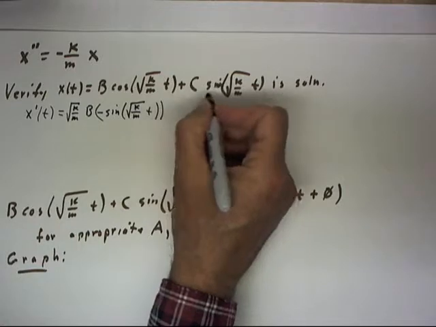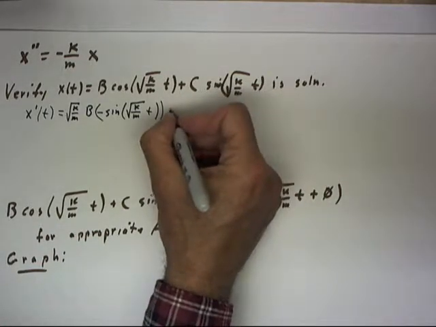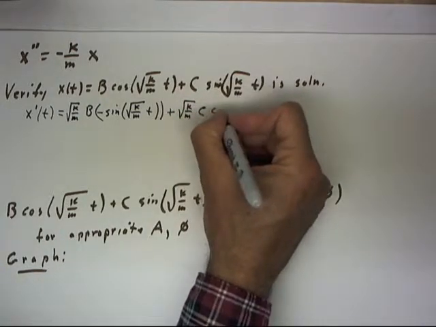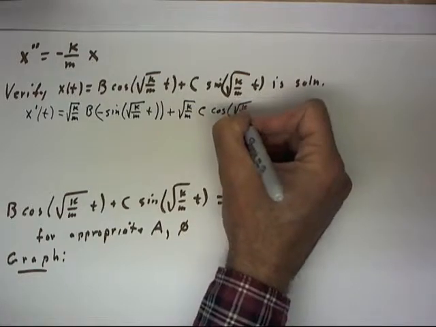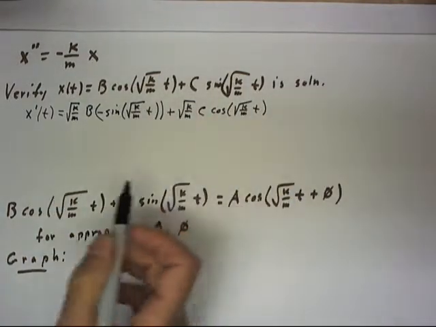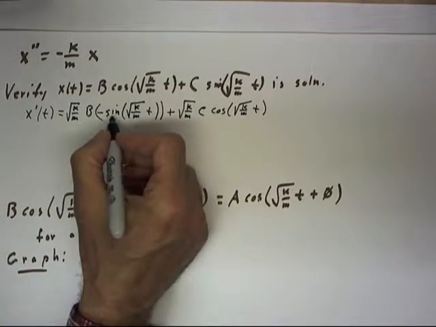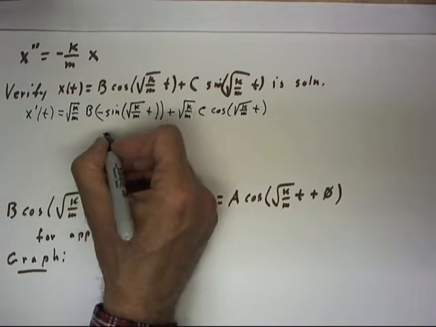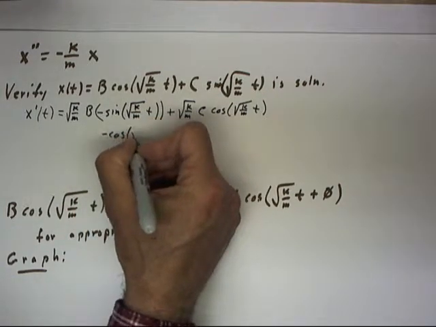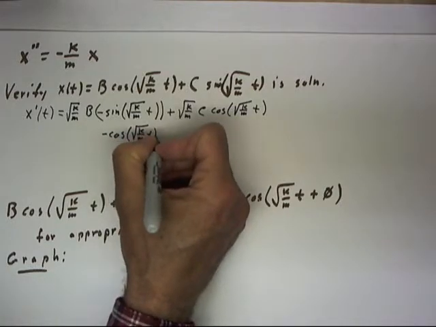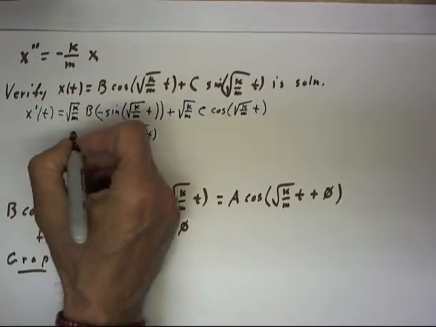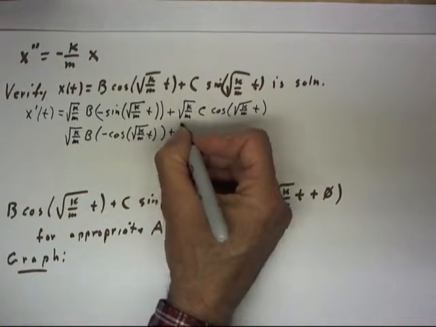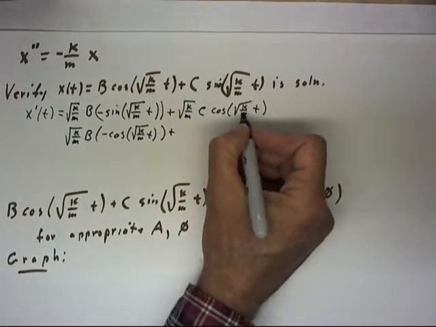And over here, the derivative of the sine of the square root of k over m t is going to be plus square root of k over m times c cosine of the square root of k over m times t. Taking another derivative, we're going to have to apply the chain rule again. The derivative of the sine function is the cosine, so we're going to end up with a negative cosine of the square root of k over m t, and that's going to be multiplied by square root of k over m times b.